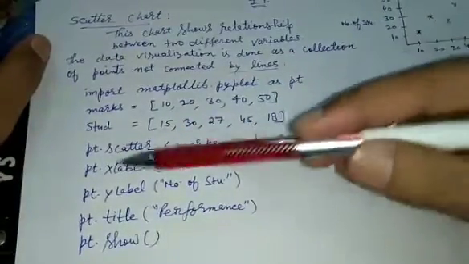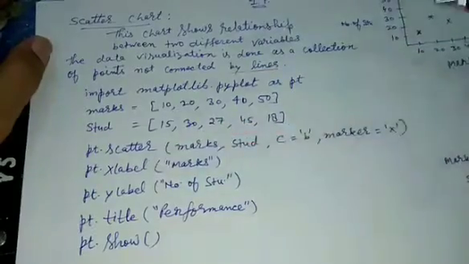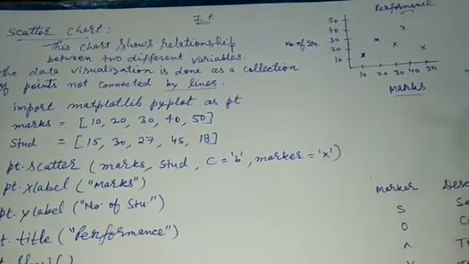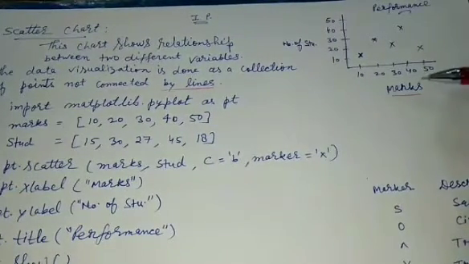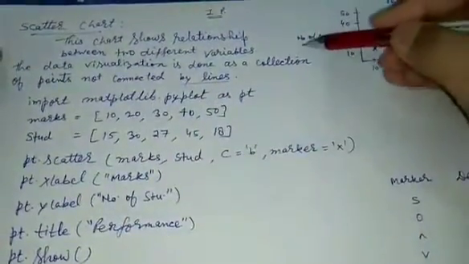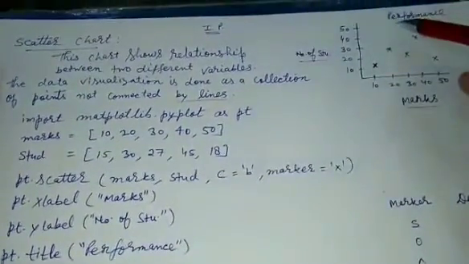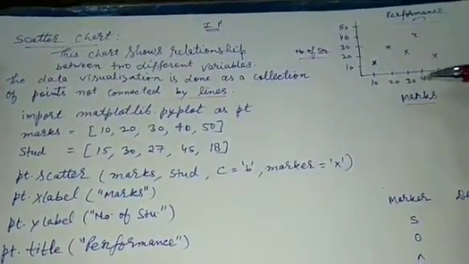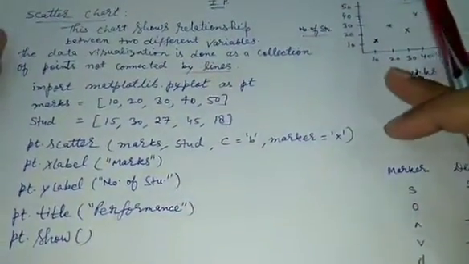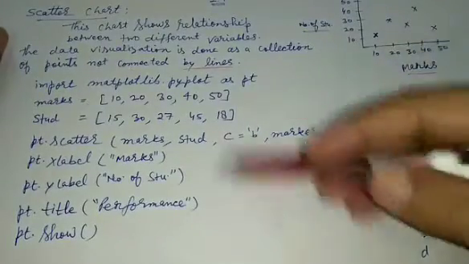pt.xlabel marks, pt.ylabel number of students. The xlabel, you know, will define the heading of the x-axis, what the x-axis is representing. Second, ylabel number of students, pt.title performance, and pt.show is the statement that will display the chart as the output of this code.